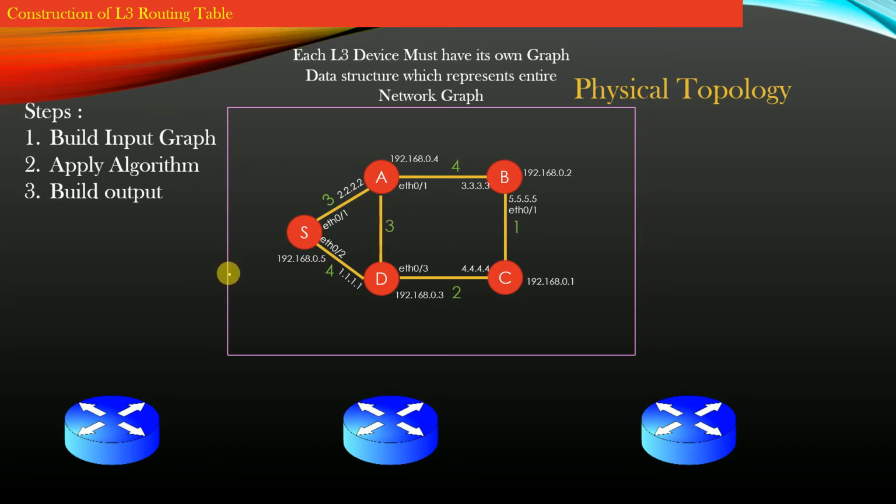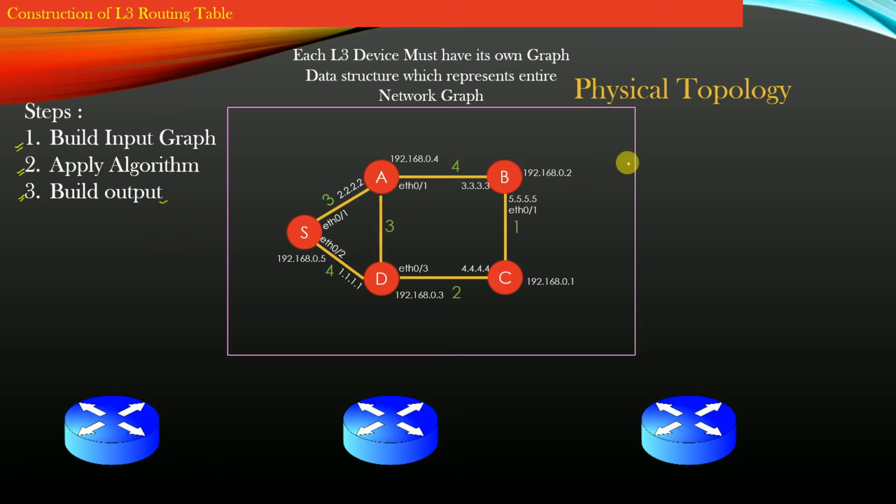So guys, in this slide, I will explain the three basic steps which every L3 device in the topology follows or implements in order to finally compute its local routing table. Those three steps are: build the input graph, apply the algorithm on this graph, and compute the output. In this case, the output is the layer 3 routing table.